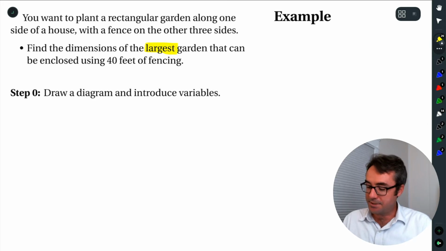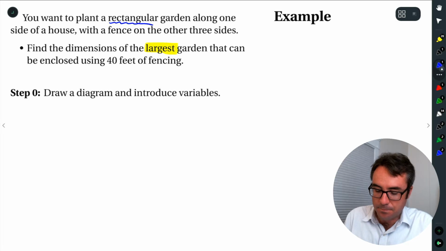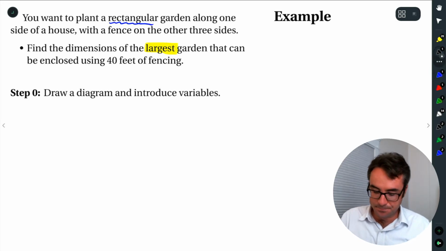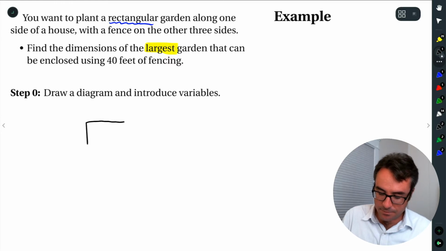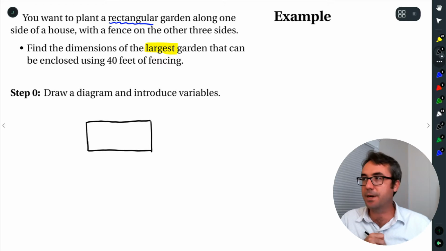All right, so let's read through what is actually happening here. We want to plant a rectangular garden. Rectangle, that's a key word right there. So our garden's going to be rectangular. Let's draw it. I know how to draw a rectangle. Here we go, there's my garden.